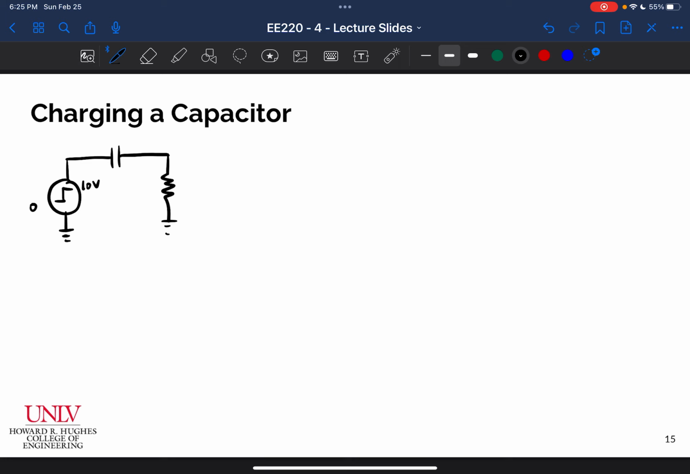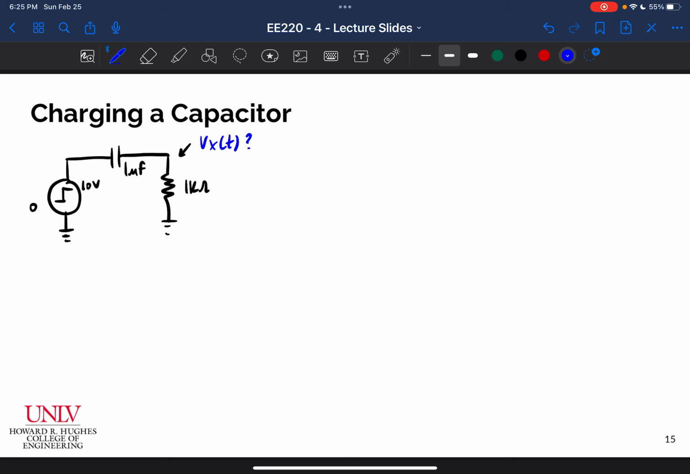And I'm going to go ahead and call this a 1 microfarad capacitor, and I'll call this a 1 kilo ohm resistor just to make it simple. And what I'm interested in finding is I want to know what is the voltage at this node, Vx of t. That's what we want to look at. We want to see what does that voltage look like, okay?